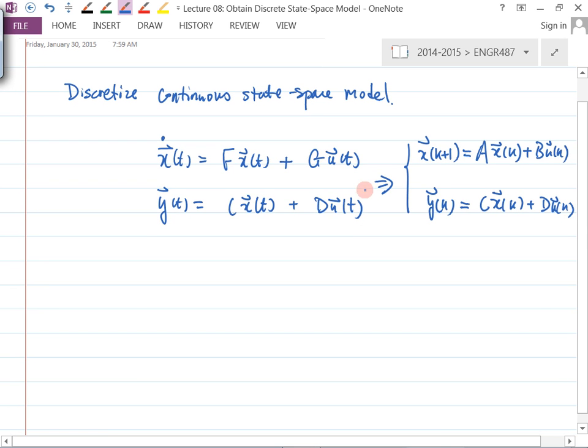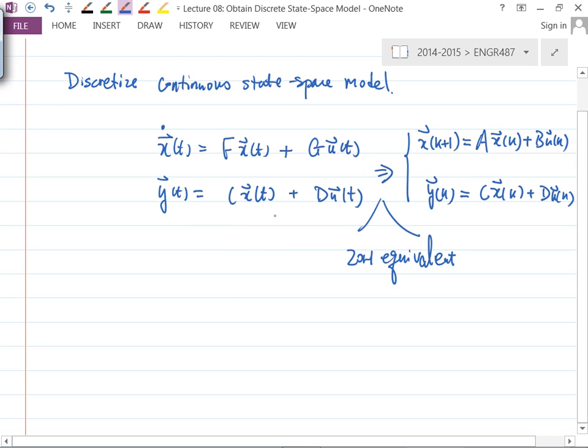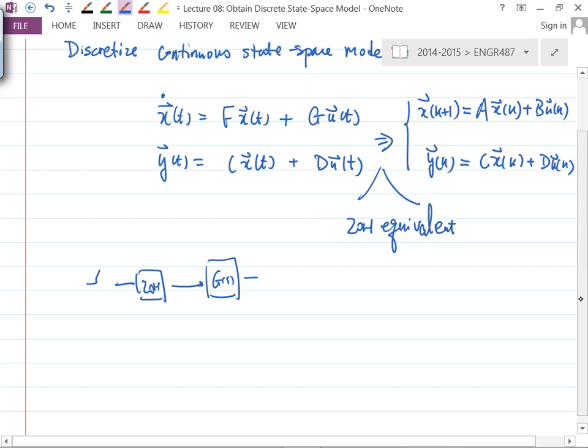More specifically, the process here is considered the zero order hold equivalent. In other words, we're considering that your continuous system here is preceded with a zero order hold, and that's the discretization process. So let's take a look at how we get from here to here.